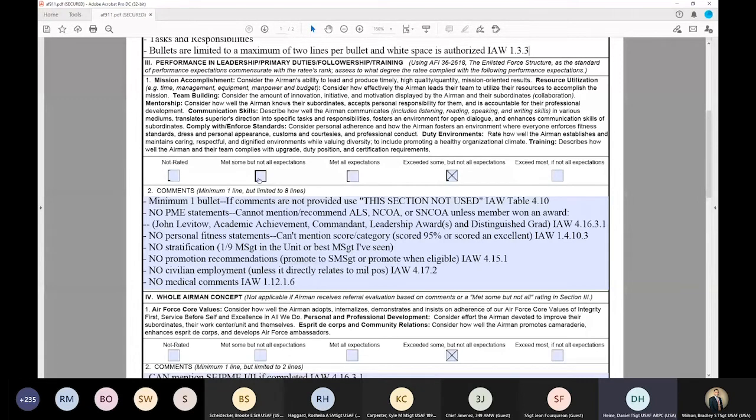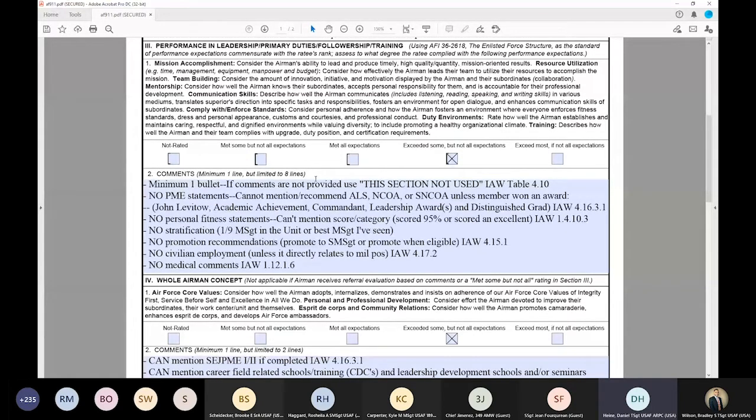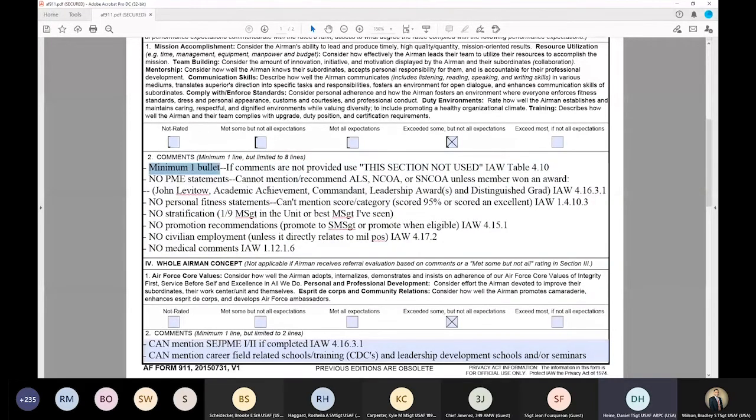If met some but not all expectations is chosen, the report does not automatically become a referral. It becomes a referral once a derogatory comment is added to the report. Again, minimum of 1 bullet. This applies to each section on the report. So each section has to have a minimum of 1 bullet on it. If comments are not provided, this section not used would be the bullet. So this section not used does count as a bullet being used for that section.